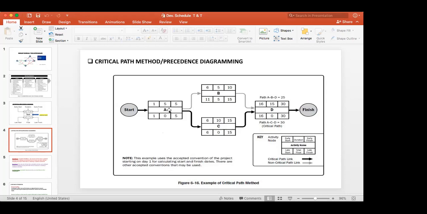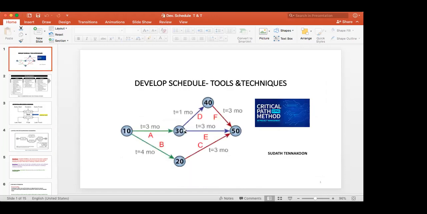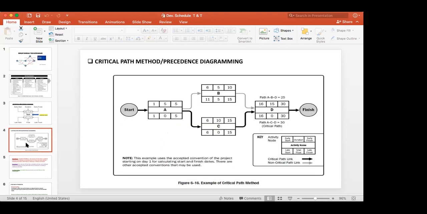So this is activity A, activity B. When you write down activity B, all the details of activity B are inside the box. But here you can't write like that. That is the advantage of the precedence diagram. You have everything there.